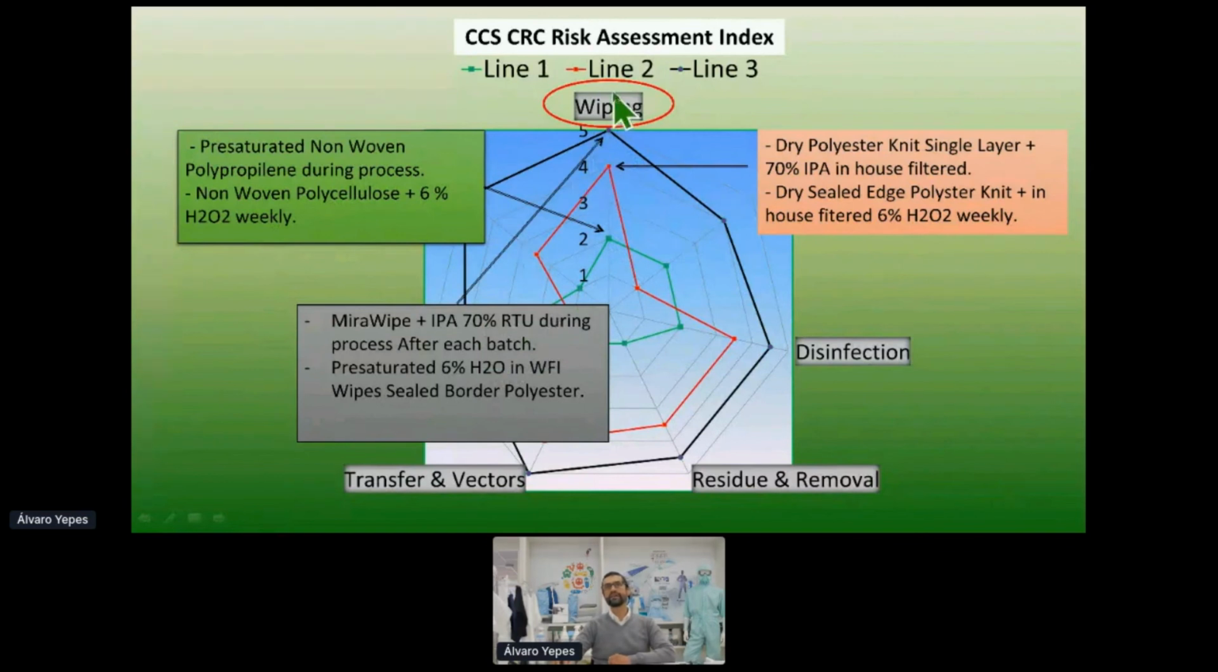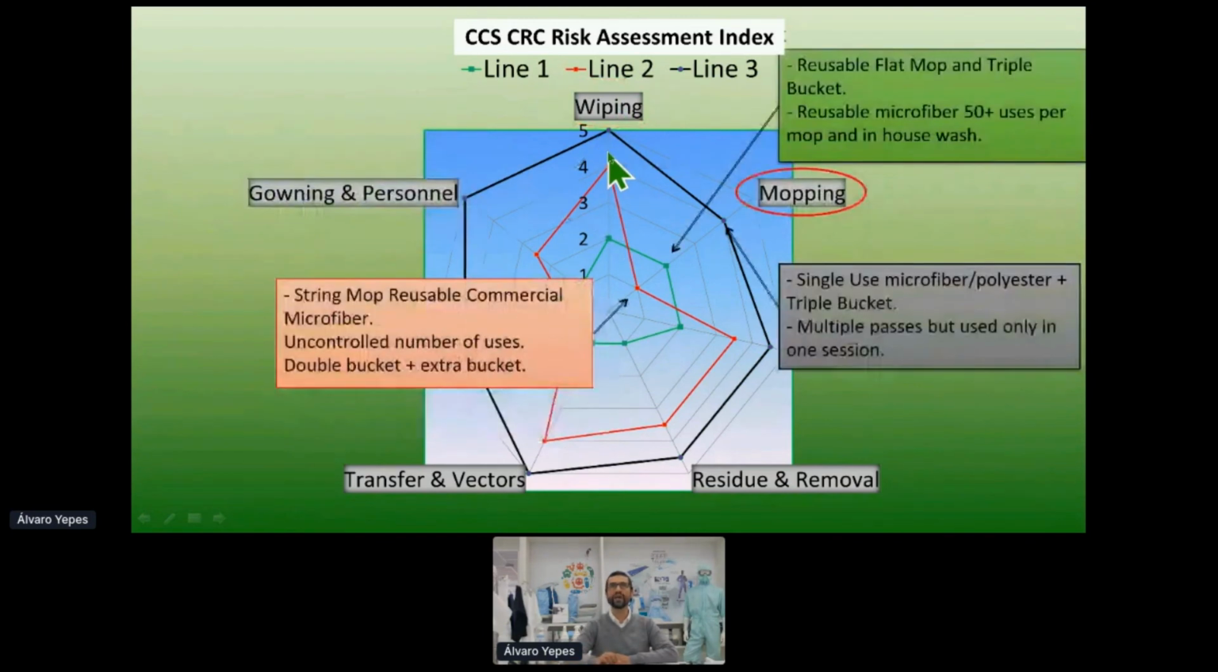In the other end, our more robust process, for example, we use the special microfiber wipe and IPA during process, and also we use a seal border polyester wipe presaturated with 6% hydrogen peroxide. So both are very safe wipes to be used. So we plot this in our graph and we see the first lines. So in this fashion, we analyze each one of the factors.